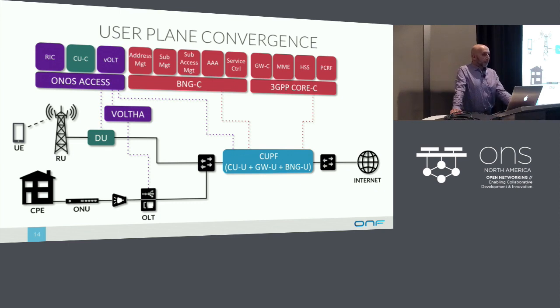So that will need to actually intelligently map itself to the associated control planes. On the RAN side, it would need to communicate with the CU-C. On the broadband side, it would need to communicate with the BNG-C. And on the core side, it would need to communicate with the control plane of the core network.